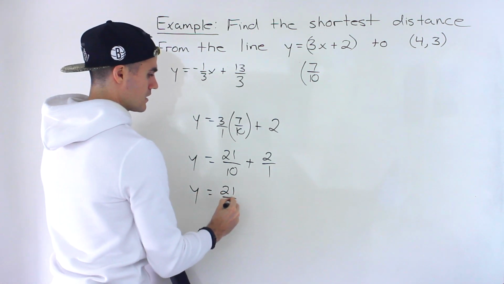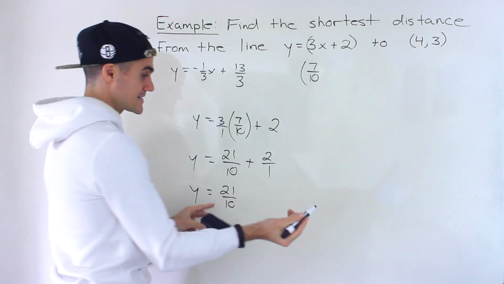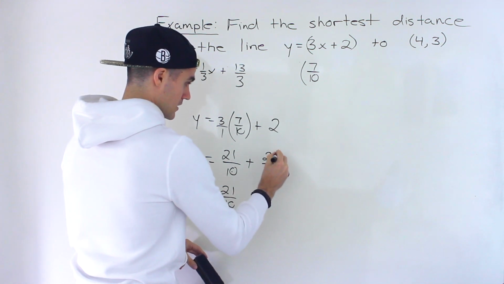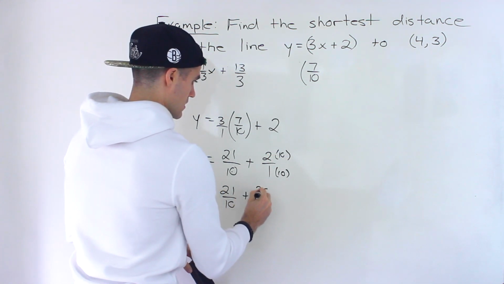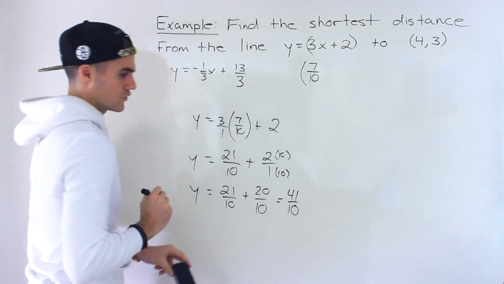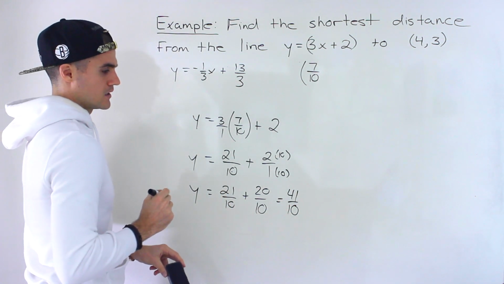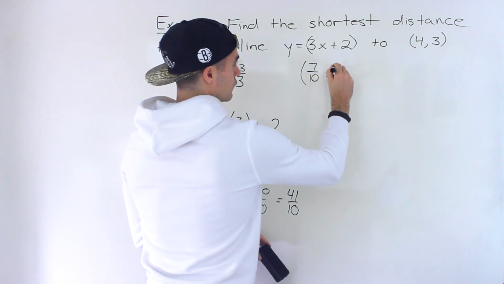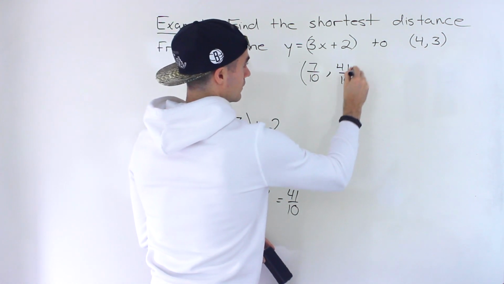21 over 10. Common denominator between 1 and 10 is 10. So multiply this by 10, multiply this by 10. And we end up with 41 over 10, like that. So this ends up being 41 over 10.